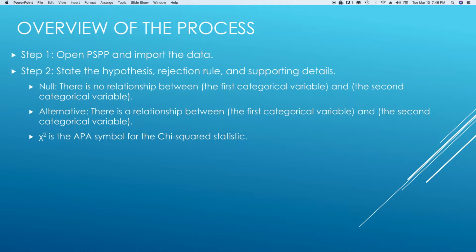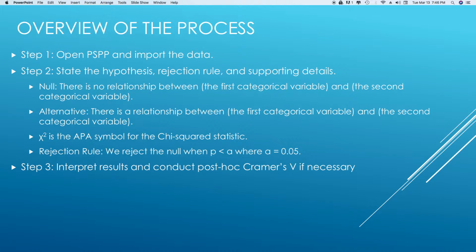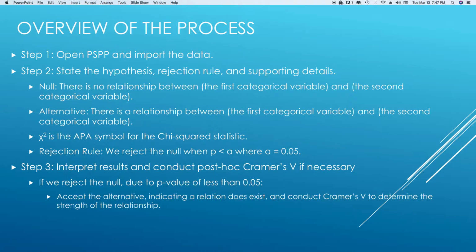Chi-squared is the APA symbol for the chi-squared statistic. And of course, our rejection rule, we will reject the null when the p-value is less than alpha, where alpha equals 0.05. Step 3, we will run the results in PSPP and interpret them and conduct a post hoc Kramer's V if necessary. If we reject the null due to a p-value of less than 0.05, we accept the alternative, which indicates that a relationship does exist, and conduct Kramer's V to determine the strength of the relationship.